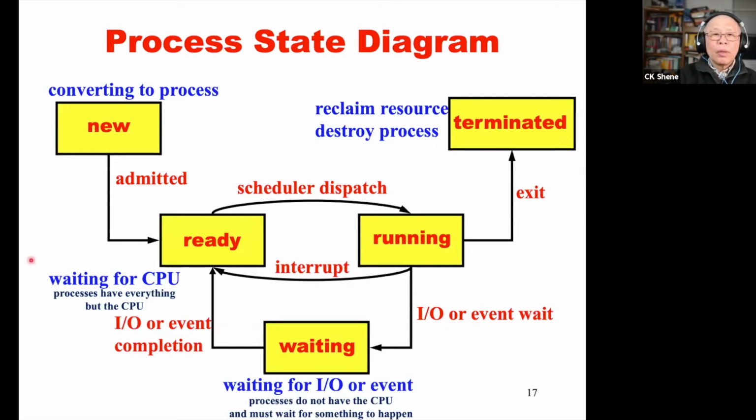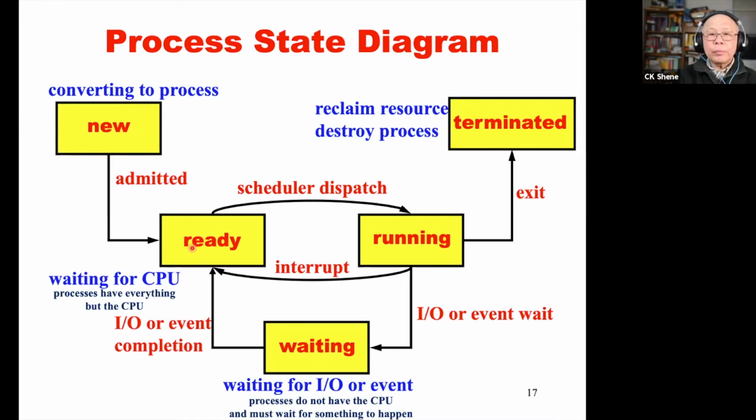So the new state: if a process is in the new state, that means that program is being converted to a process, and resources are being allocated. When everything becomes available, what that process needs is, of course, the CPU. So the system admitted that newly created process in. And because that process only needs a CPU, initially that process is in the ready state.